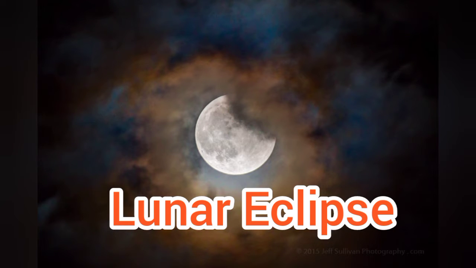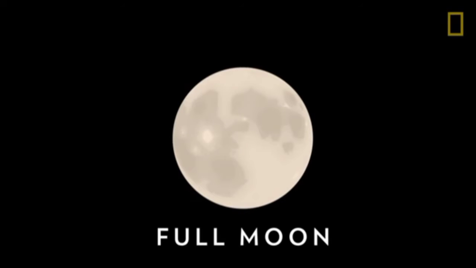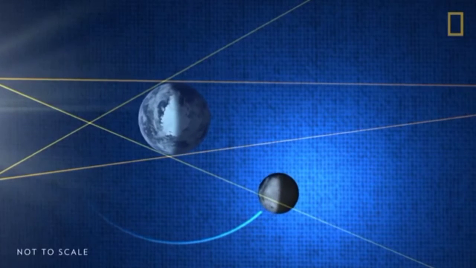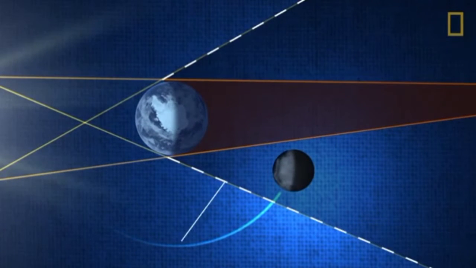Lunar eclipse. An eclipse of the moon can only occur at full moon day and only if the moon passes through some portion of Earth's shadow. That shadow is actually composed of two cone-shaped components, one nested inside the other.